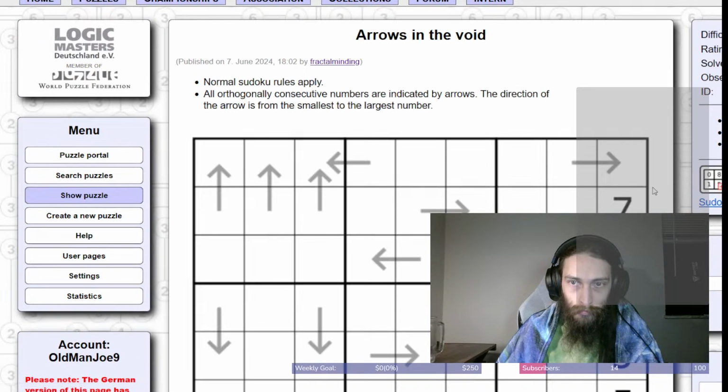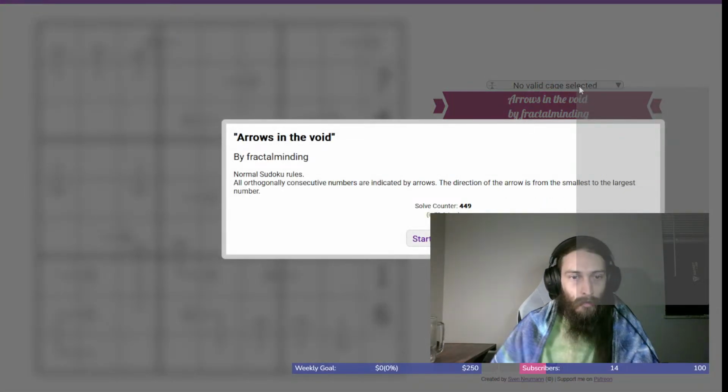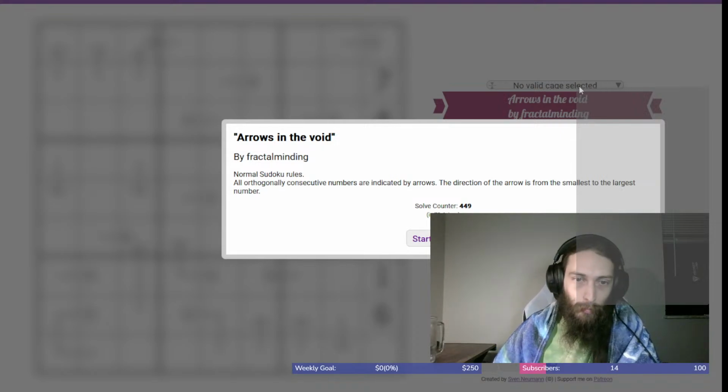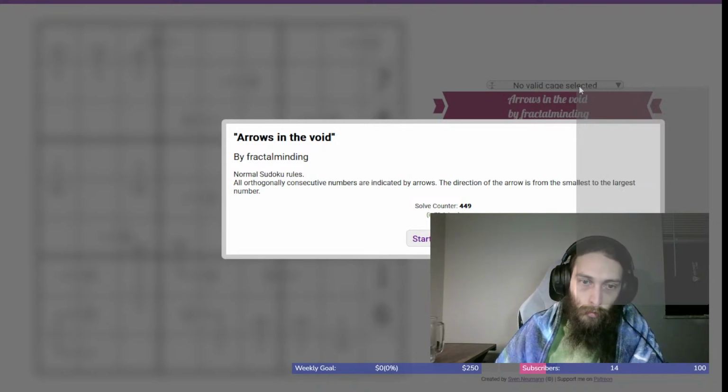So this is Arrows in the Void by Fractal Minding. Normal Sudoku rules. All orthogonally consecutive numbers are indicated by arrows. The direction of the arrow is from the smallest to the largest number.